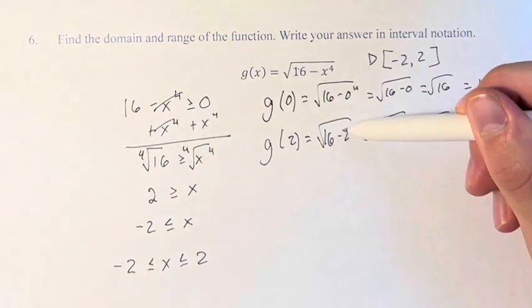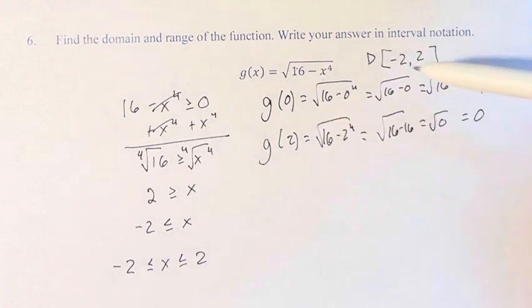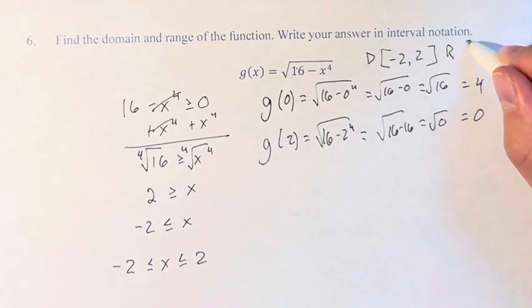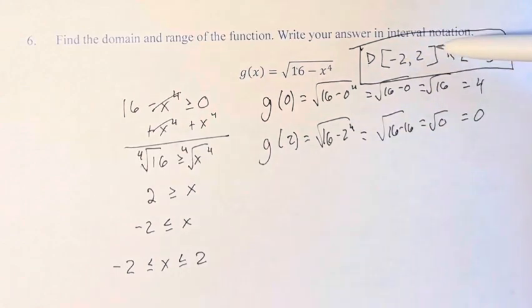If this number got any bigger, then we'd be subtracting something larger than 16. This would be negative. We'd be out of the domain. So 0 is the lowest we can go. So the range is from 0 to 4, also inclusive, so we do the brackets. So the domain of this function is negative 2 to 2 inclusive, and the range is 0 to 4 inclusive.